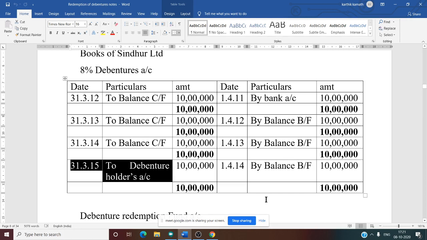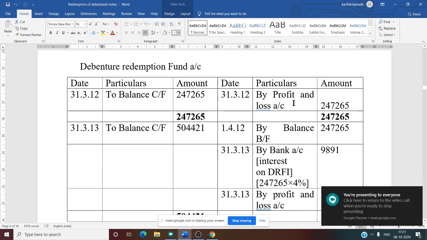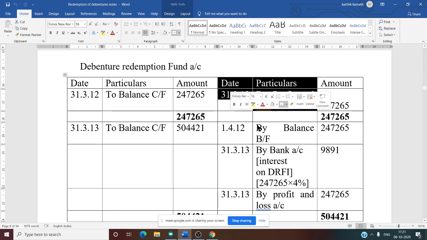The next thing we discussed in the last class is the debenture redemption fund account. The debenture redemption fund account has a credit balance. You know, the debenture redemption fund has a credit balance because a reserve fund is written on the liability side, and anything we write on the liability side is a credit balance. So here at the year end we need to set aside a certain amount, so we start from the credit side itself.